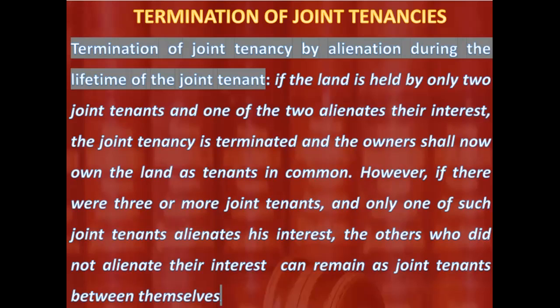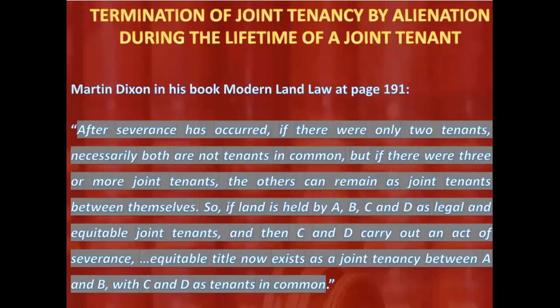And you see this point at page 191 of the book titled Modern Land Law, written by Martin Dixon, the ninth edition, page 191. And this is what the learned author says, and I quote: after severance has occurred, if there were only two tenants, necessarily both are now tenants in common. But if there were three or more joint tenants, the others can remain as joint tenants between themselves.